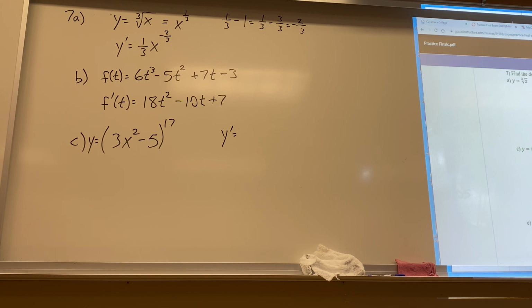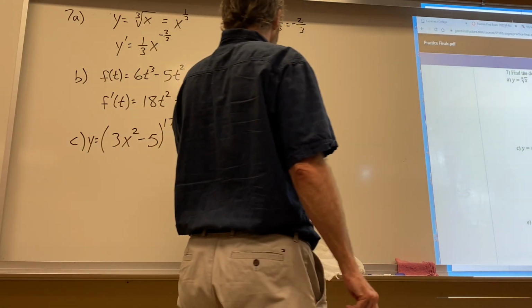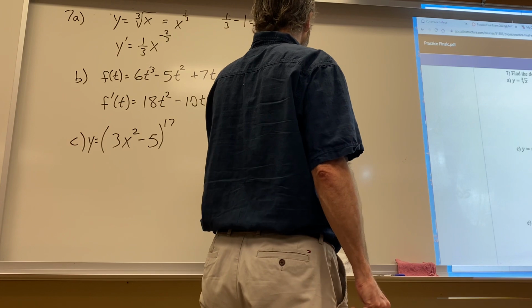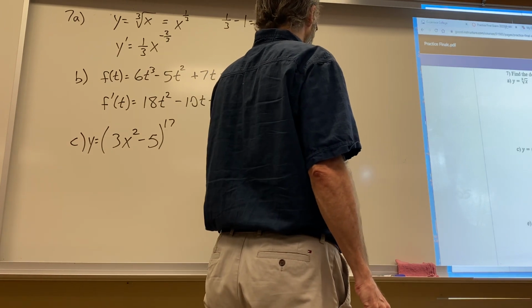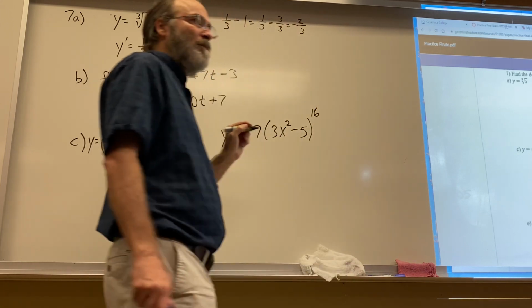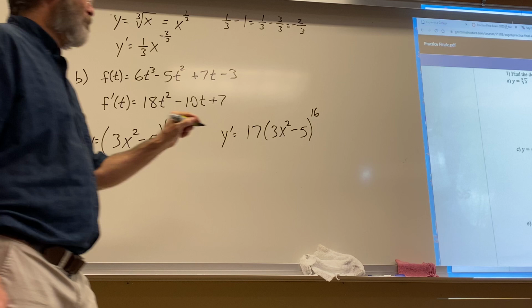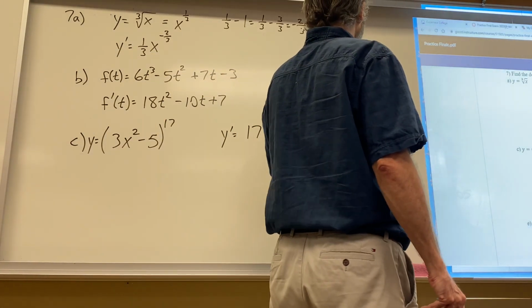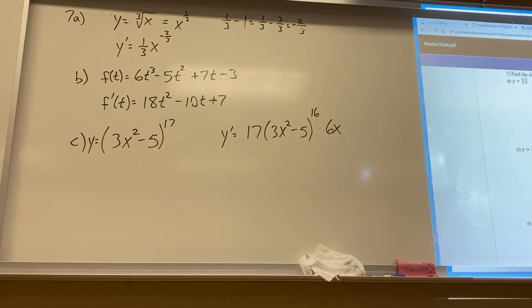Okay, so what are we gonna get here? 17 times 3x squared minus 5, times 2, over 16. So 6x raised to the 16th, times 6x. Both times, not plus. It's times, it's not plus. You don't have to put the times symbol in there, but I tend to do that. All right. Any questions here?